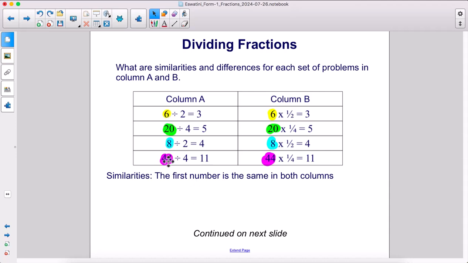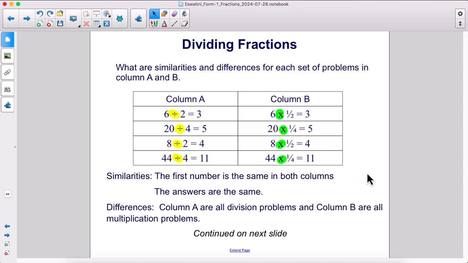Well, the similarities are that the first number in both problems is the same in both columns. So we have a 6 and a 6, 20 and 20, and so on. We can also see that all of the answers are the same. So 3 and 3, 5 and 5, and so on. However, there is a difference. In column A, these are all division problems. Column B are all multiplication problems.